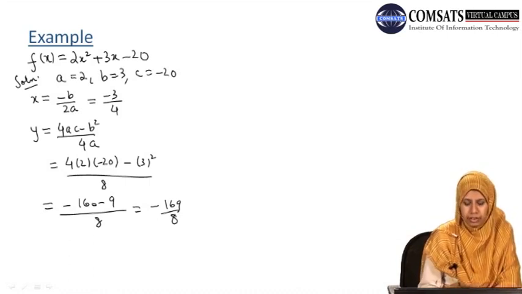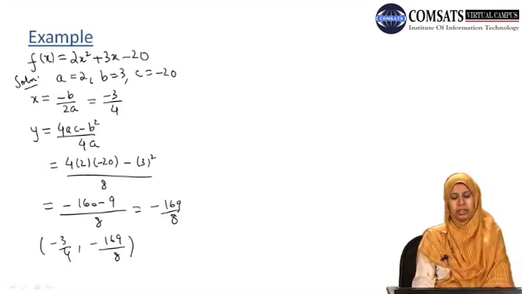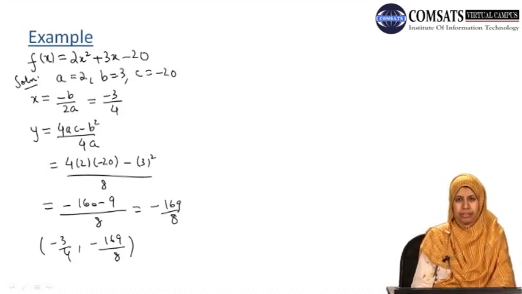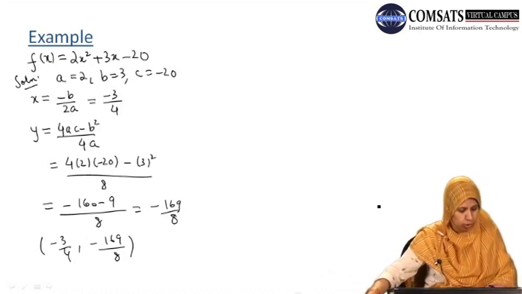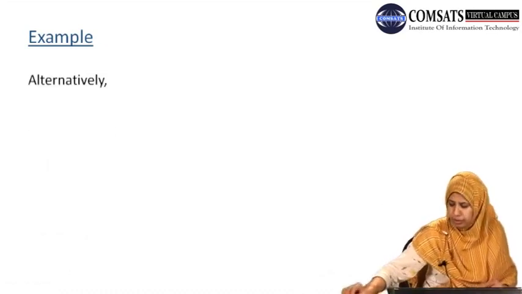So this is the y-coordinate of our vertex, and the vertex in this case is minus 3 by 4, minus 169 divided by 8. So given a quadratic function, we can find the vertex either by using the formula for the x-coordinates or the y-coordinates, or by using the function f, which we will see now.